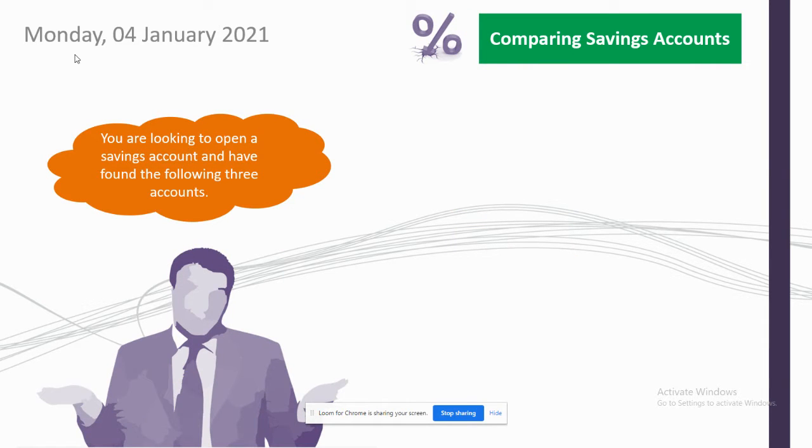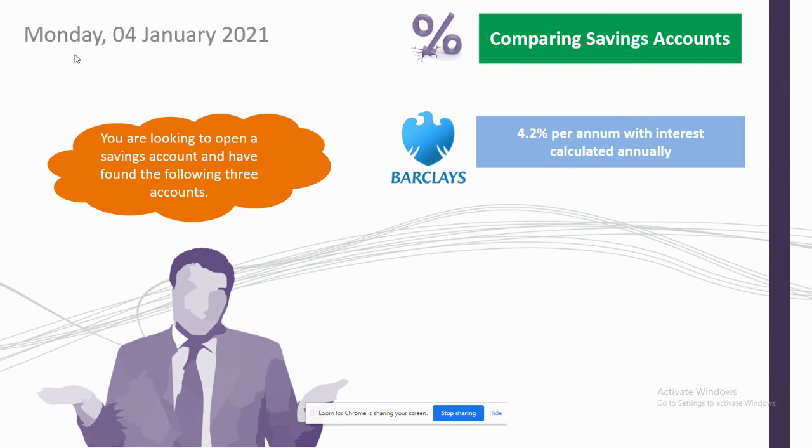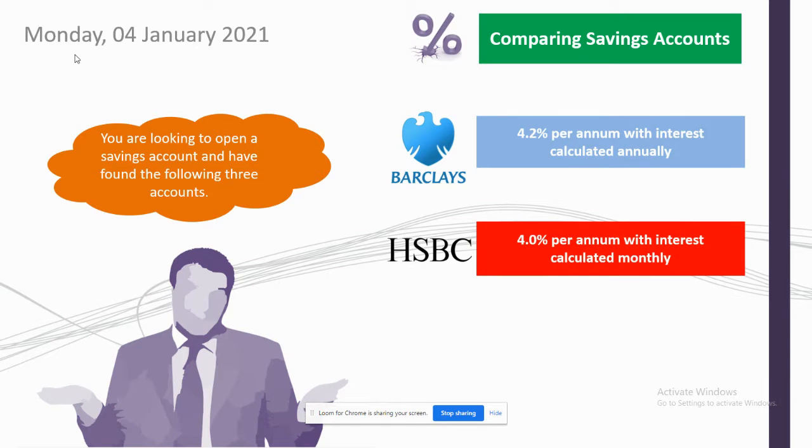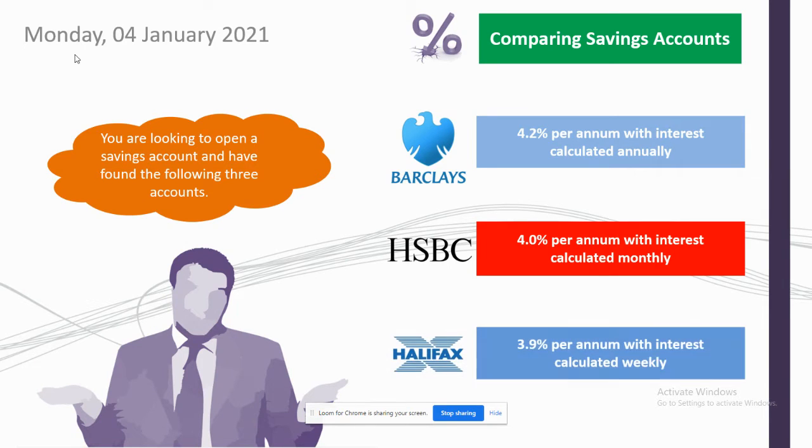Right. So you're looking to open a savings account and you've got three options of the following bank accounts. One is Barclays. It's got 4.2% per annum, but the interest is calculated annually. Second is HSBC. That's 4% with interest calculated monthly. And the third is Halifax, 3.9%. The interest is calculated weekly. Which is the best deal?